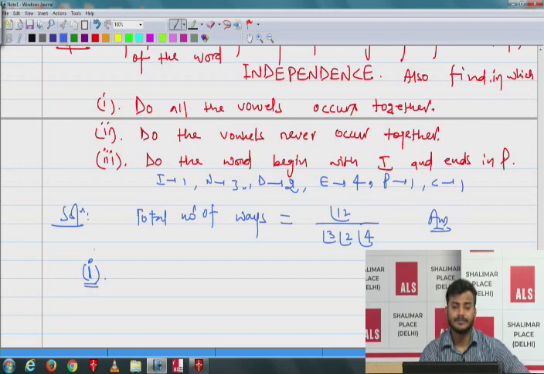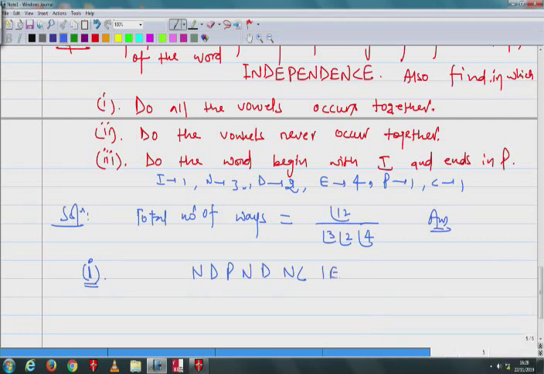First part now. Do all the vowels occur together. Find the number of ways in which all the vowels occur together. Now you tell me, how would you solve it? If you have to make all the vowels together, meaning I, E, and so on, they are a total of 5, sorry. So I'll consider them as a single unit.